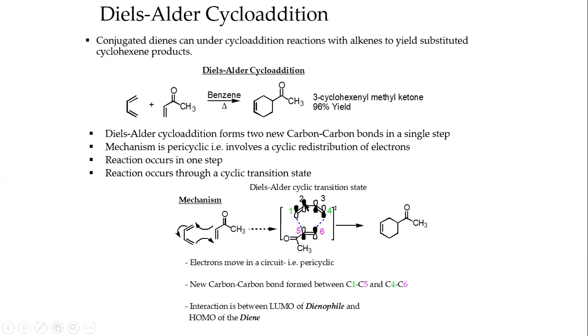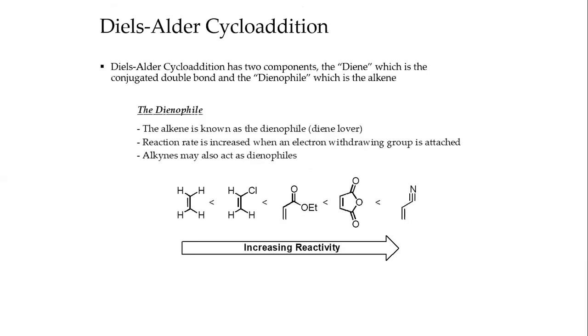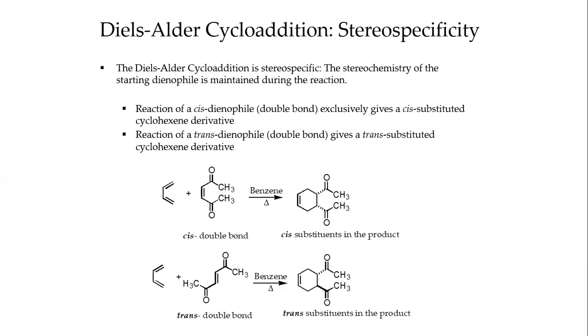But here, the diene is coming from the top face. It can also come from the bottom face. And that's where your stereospecificity comes in. This happens in a concerted way, so there's no opportunity for bonds to rotate or to change their conformation or anything like that. So that's why it's stereospecific, and the stereochemistry is maintained in the product. All right. So if it's cis over here, then it's going to be cis over here. If it's trans over here, it'll be trans over here.